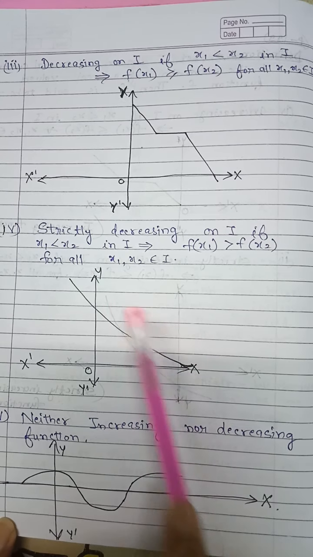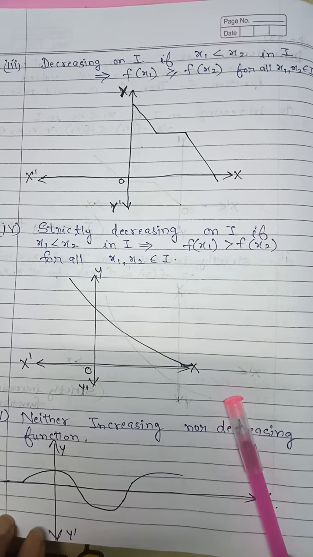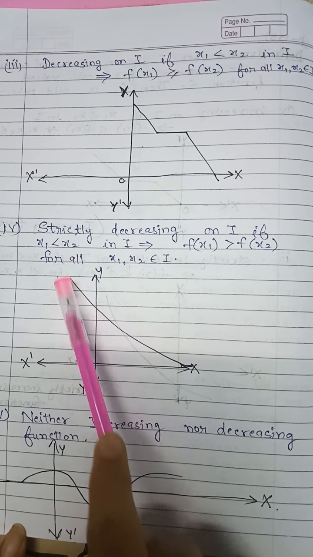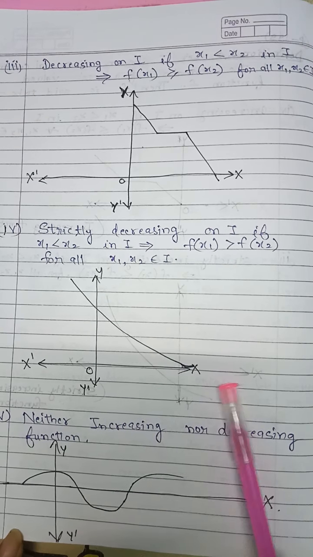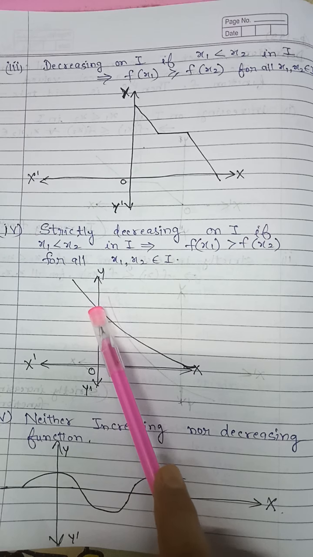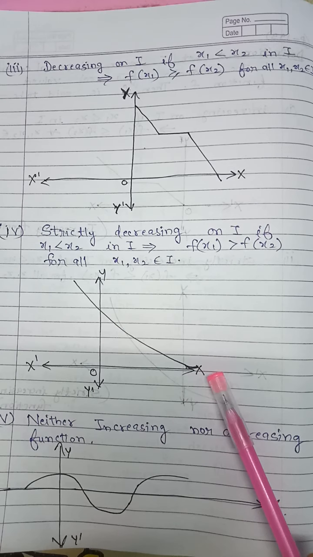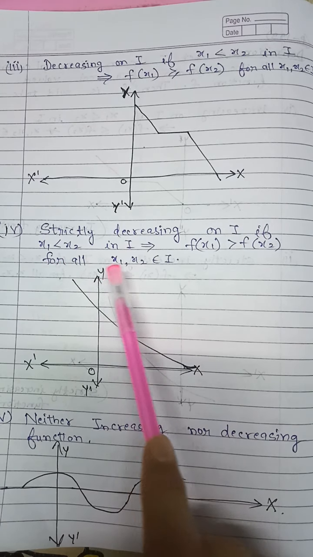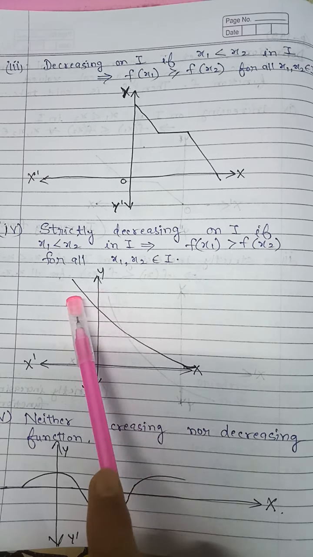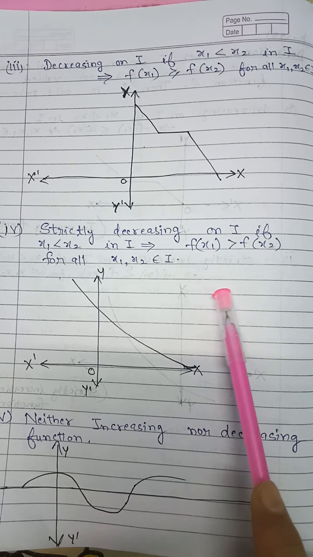Now what is the difference between strictly decreasing? In strictly decreasing, there will be no equal to. The graph will be like this, means as x is increasing, the value of y is decreasing. For all x1 less than x2 in I, f(x1) is greater than f(x2), for all x1, x2 belonging to I.